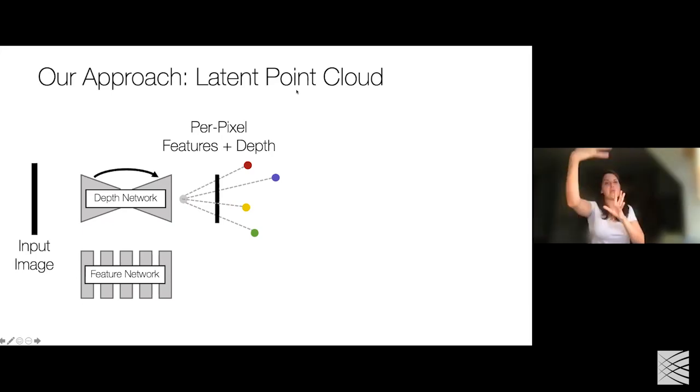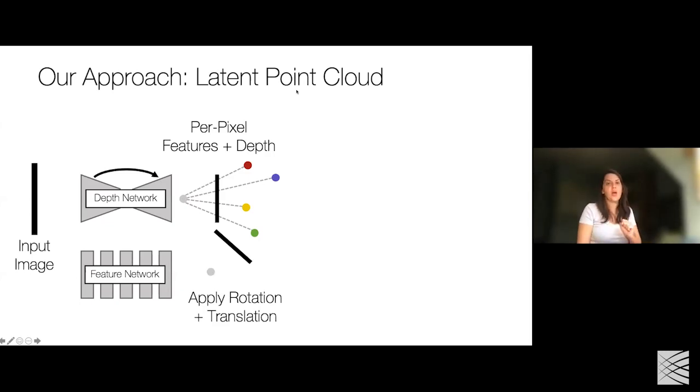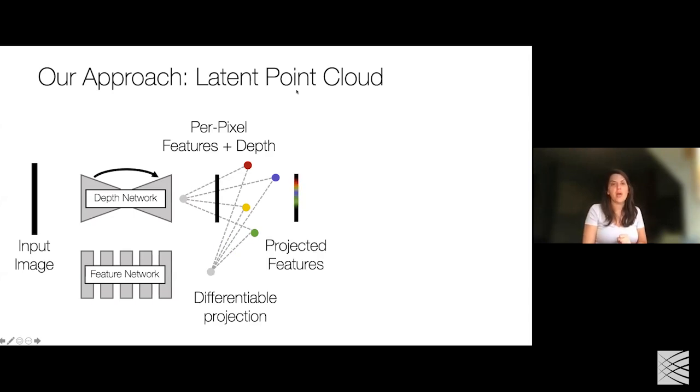So now we have a 3D point cloud, a point cloud in 3D space, where every point is associated with a feature vector extracted from the feature network. And so under a new camera viewpoint, we're going to render these latent point clouds on the new view, which will lead to an image of features from that viewpoint.